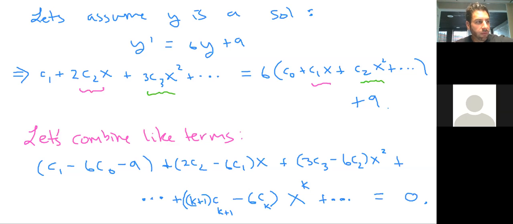I have a bunch of stuff plus a bunch of stuff times x, plus a bunch of stuff times x squared, plus a bunch of stuff times x cubed, etc. And that goes on forever, but it has to add up to 0. And not only does it have to add up to 0, it has to add up to 0 for all x. So what does that mean? Well, that means we need all those coefficients to satisfy that whatever's in the parentheses must equal 0. So let's make a note of that.